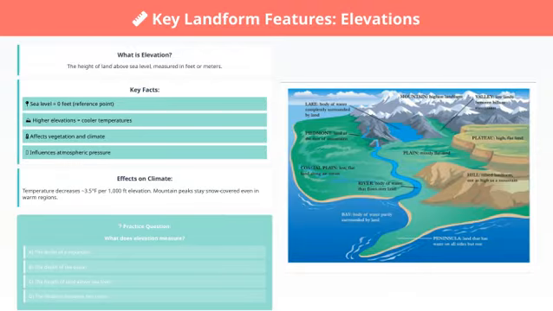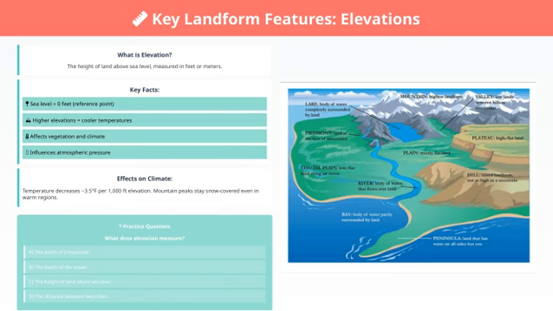All right, let's talk about elevation, a key landform feature. So, what exactly is elevation? It's simply the height of land above sea level, and we usually measure it in feet or meters. Now, sea level is our reference point, which is at 0 feet. Think of it as the baseline for measuring how high or low land is.